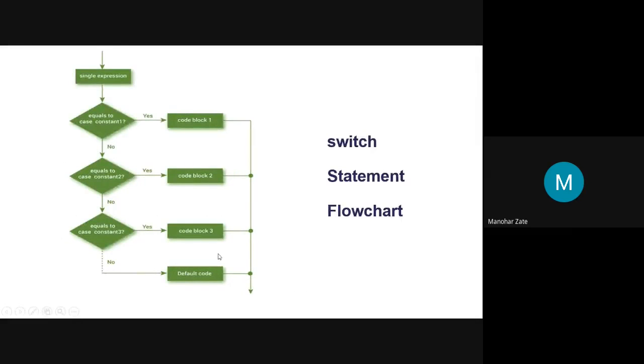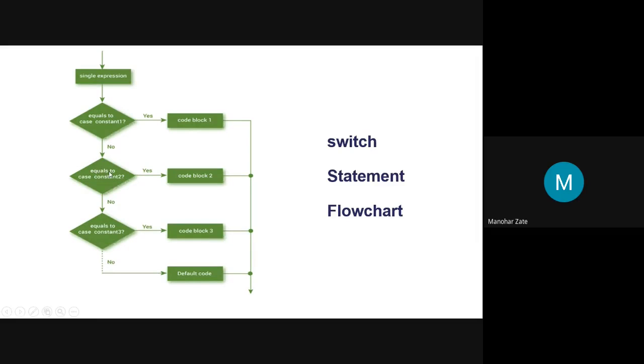So this is a flow chart for the switch statements. This is a single expression. It is matched with the first case, so this code will be executed and the remaining will be skipped. If it does not match with this, it tries the next one.